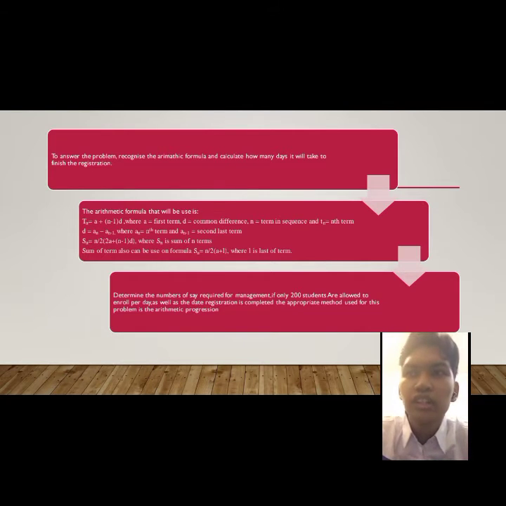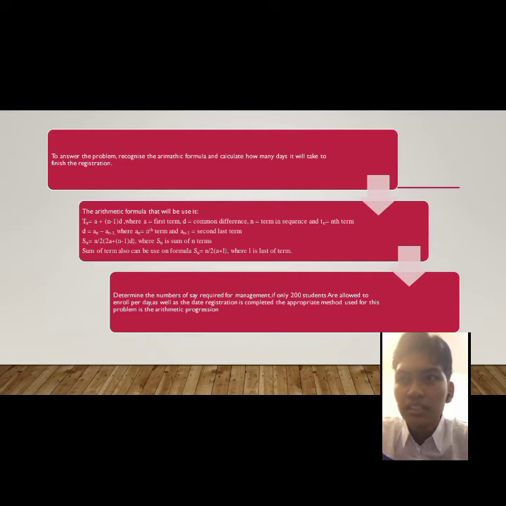So to answer the problem, we recognize the arithmetic formula and calculate how many days it will take to finish the registration. The arithmetic formula that will be used is Tn equals a plus (n minus 1) d, where a equals first term, d equals common difference, n equals term in sequence, and t equals number of terms. The second formula is d equals an minus an minus 1, where an equals the nth term, and an minus 1 equals the second last term.